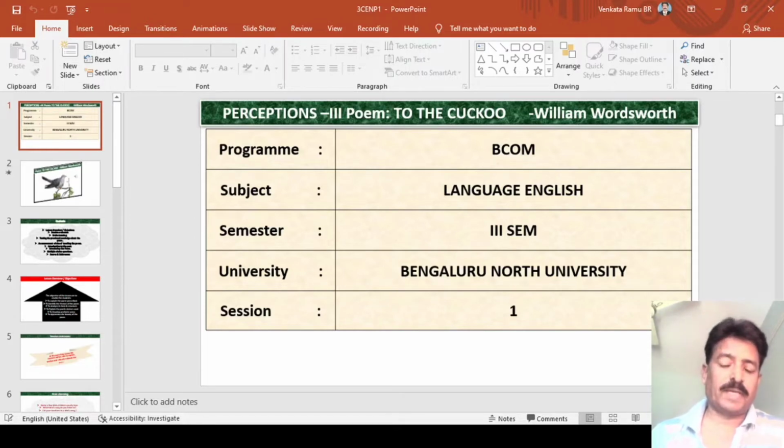Education, Government of Karnataka. Dear friends, in this session, we will learn a poem of William Wordsworth titled To the Cuckoo, which is prescribed for the BCom program for the language English subject for the third semester of Bangalore North University.